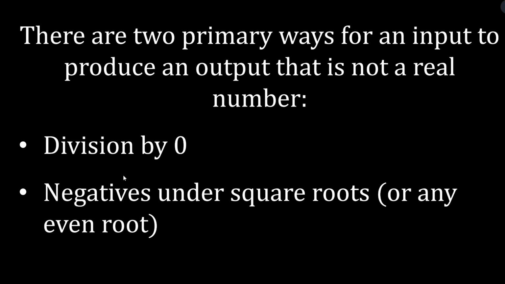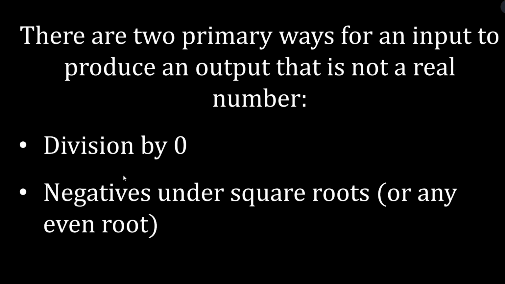If we have a 4th root, 6th root, 8th root, all those even roots are going to give us complex numbers when they have negatives under them. The odd roots actually will give us real numbers. For example, the cube root of -8 is -2. You can cube numbers and get negatives, but you can't raise them to even powers, so that's the issue there.